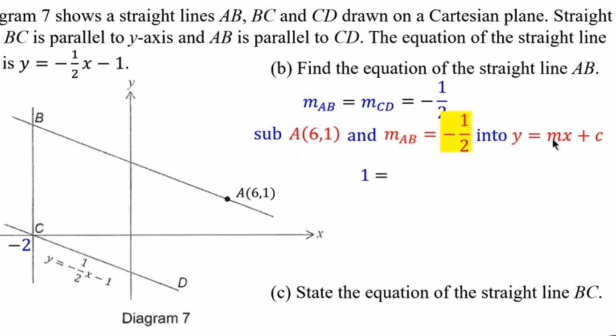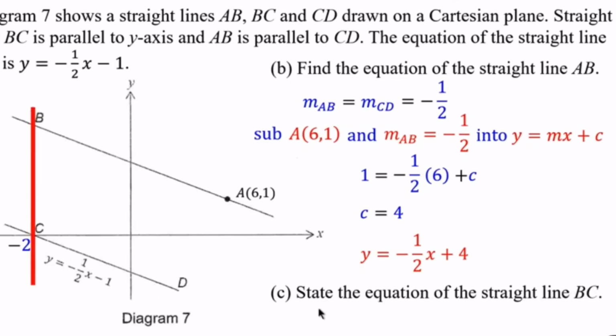Okay, I substitute y equal to 1. Gradient, I will use the gradient from the line CD, -half, and I substitute the point 6 into x. I use the formula y equal to mx plus c, and you solve, you will have c equal to 4, and then you have to rewrite your equation again. So y equal to -half x plus 4.